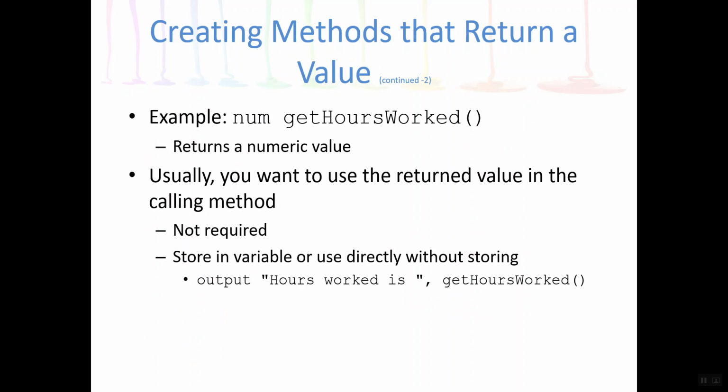So how do we specify a return type? On the first line of the definition of a method, where it has the name of the method and then a parameter list if one exists, before the method name right here is where we indicate what type of data this method returns. So in this example, we don't see the implementation of get hours worked, but we can see that get hours worked is the name of the method, it has no parameters, and it returns a numeric value.